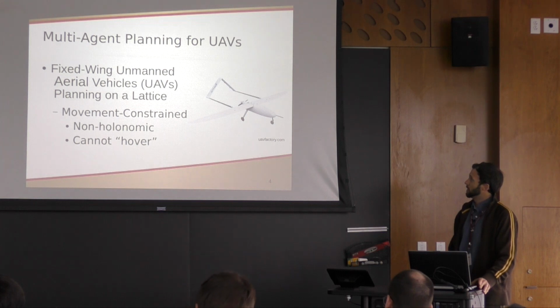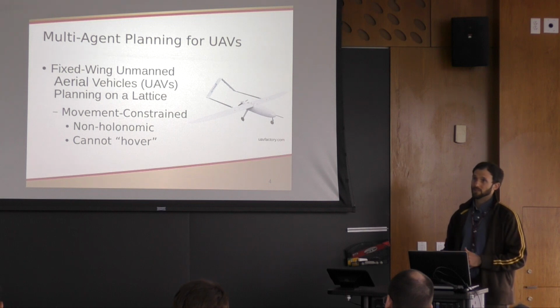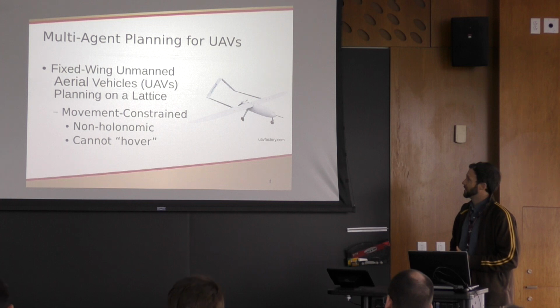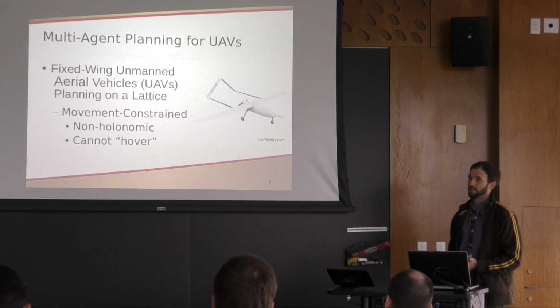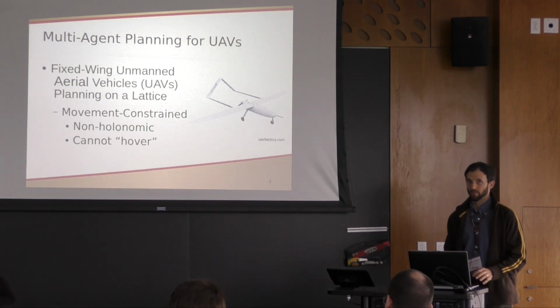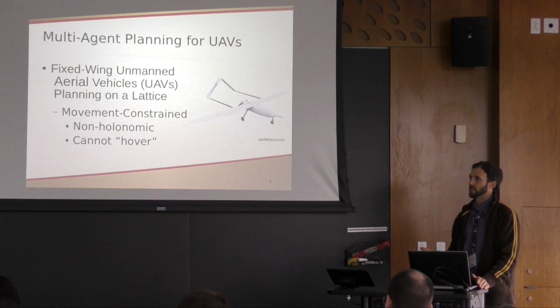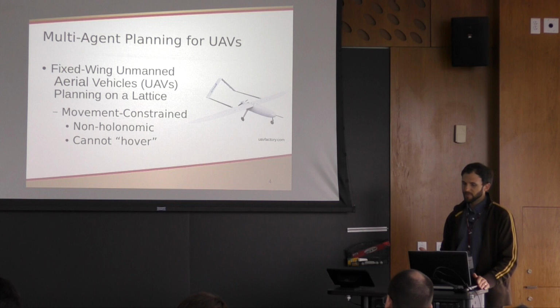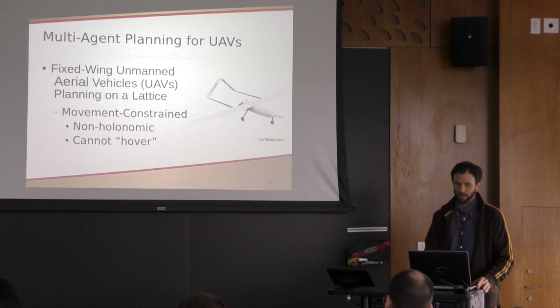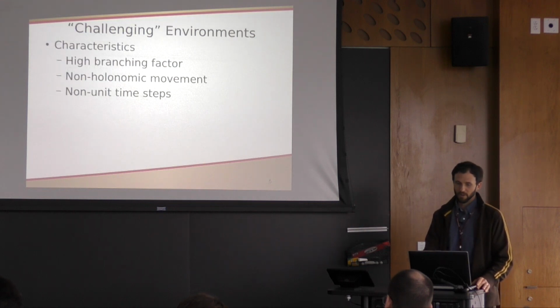With fixed-wing unmanned aerial vehicles, they're non-holonomic, which means they can't turn in place. They have to be always moving. And because they can't hover, it's more difficult for them to avoid collisions. They have to change speed, slow down, speed up. It's a little bit different problem than has been looked at before.